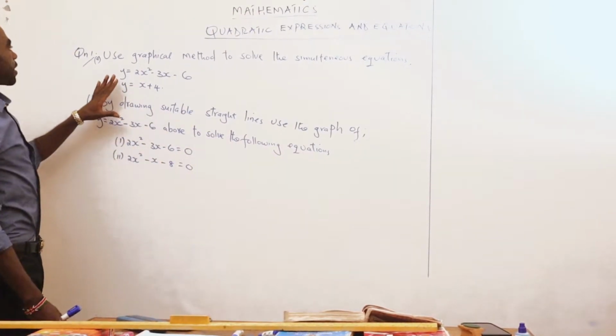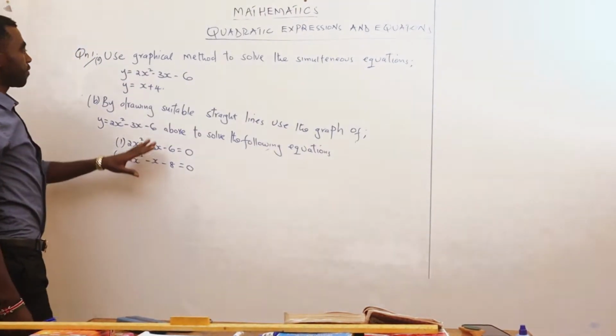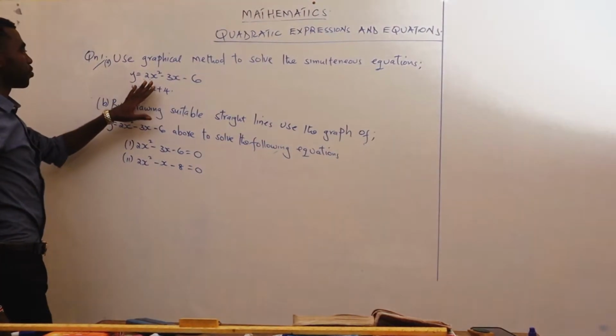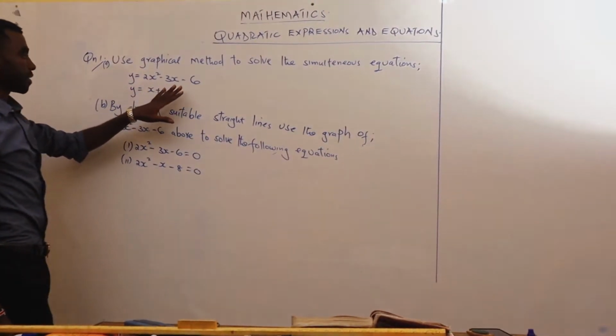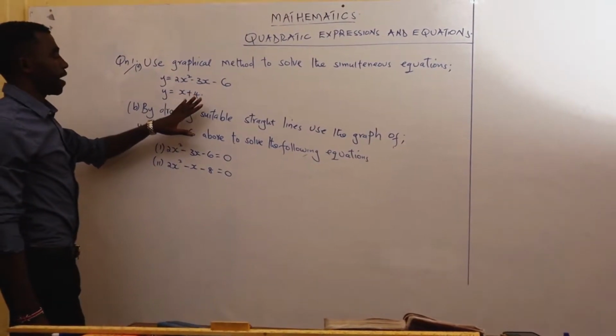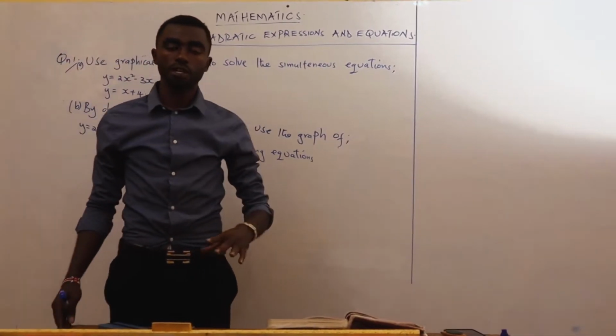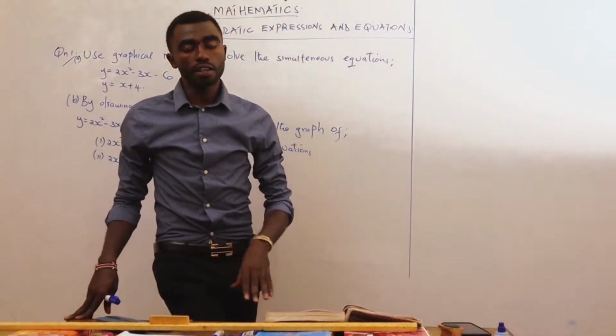And we have a question here: use a graphical method to solve the simultaneous equations. The two equations we are given are y is equal to 2x squared minus 3x minus 6. Another equation is y is equal to x plus 4. That is what we have, and you're told to use the graphical methods to solve these equations.